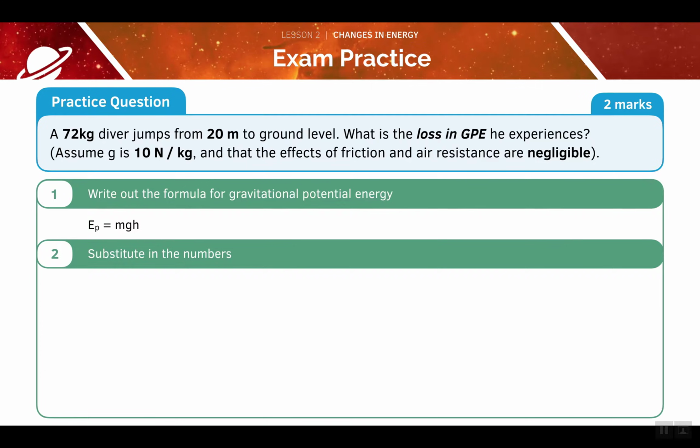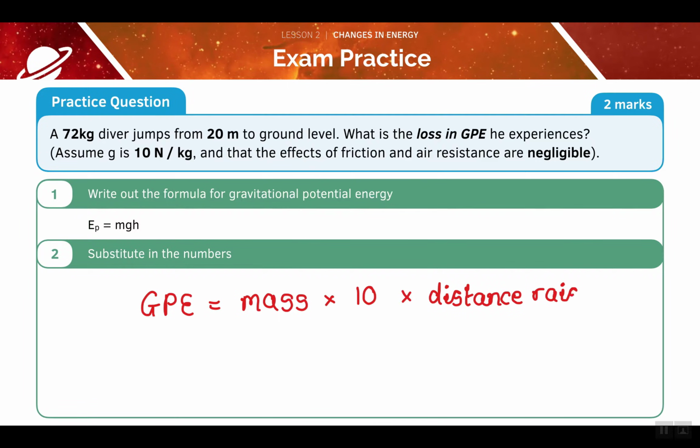Now we can substitute in the numbers for our question. In this question, we know that we're looking at the loss in GPE, but we can write in that GPE is equal to our mass times 10, which is our gravitational field strength, times our distance raised. In this scenario, we know that the mass of the diver is 72. The gravitational field strength is 10.